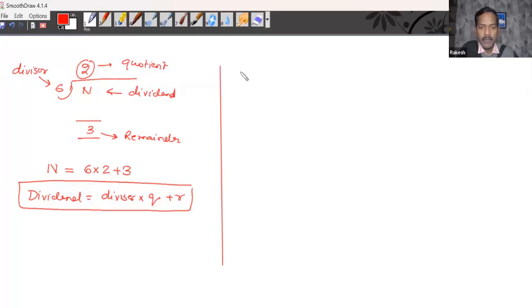Let me take one polynomial p of x. I'm taking that polynomial p of x as equal to 3x cube minus 8x plus 5. This is one of the polynomials. I want to divide this polynomial by another polynomial, which is say x only. So this is the divisor, and this is the actual polynomial, or the dividend.